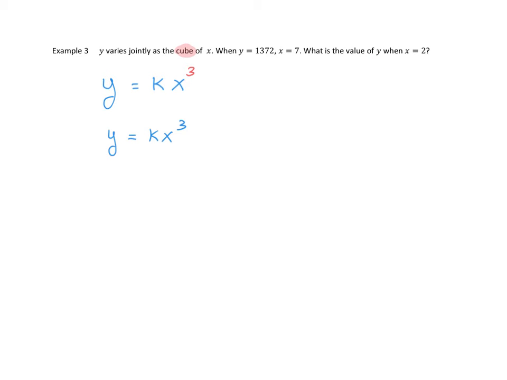All right, so let's do that. For starters, I know if I put 1,372 in place of y, and I put 7 in place of x, it's going to look a lot like what we've done before, but the only difference is before I divide by 7, I have to cube 7. So let's do that. 7 cubed is 343. So on the left I have 1,372, and this is equal to k times 343. This is the number that I'm actually going to divide every side by.